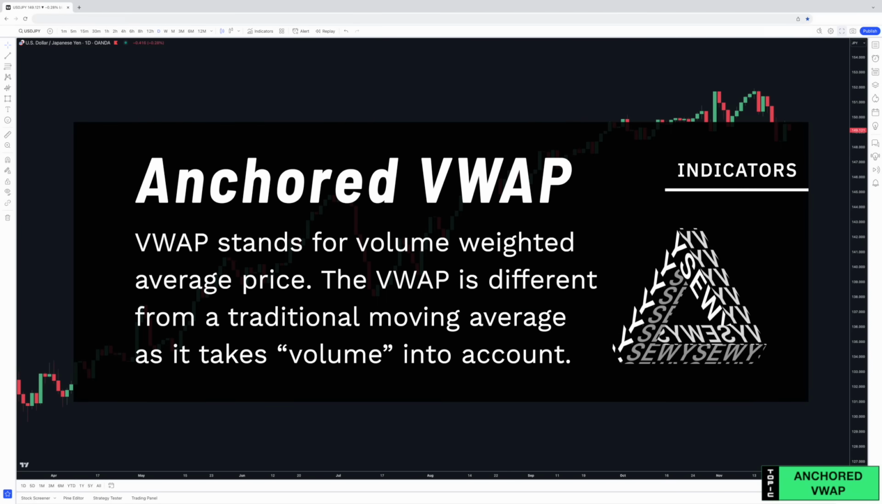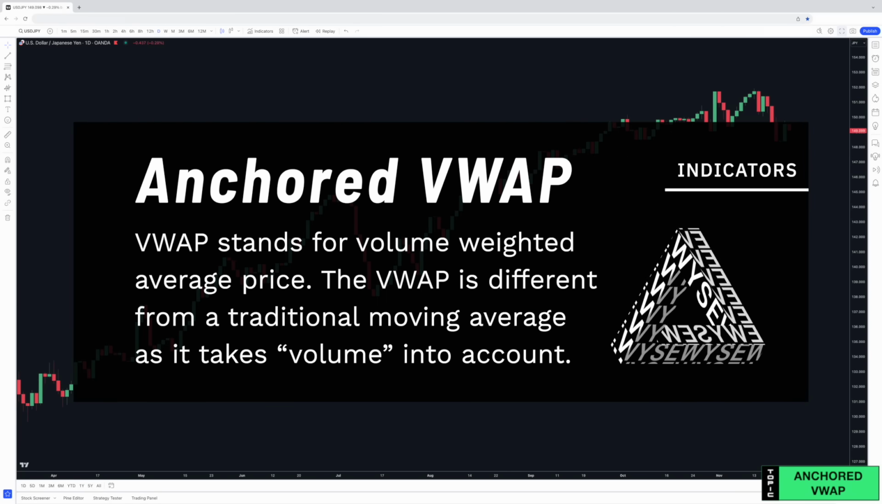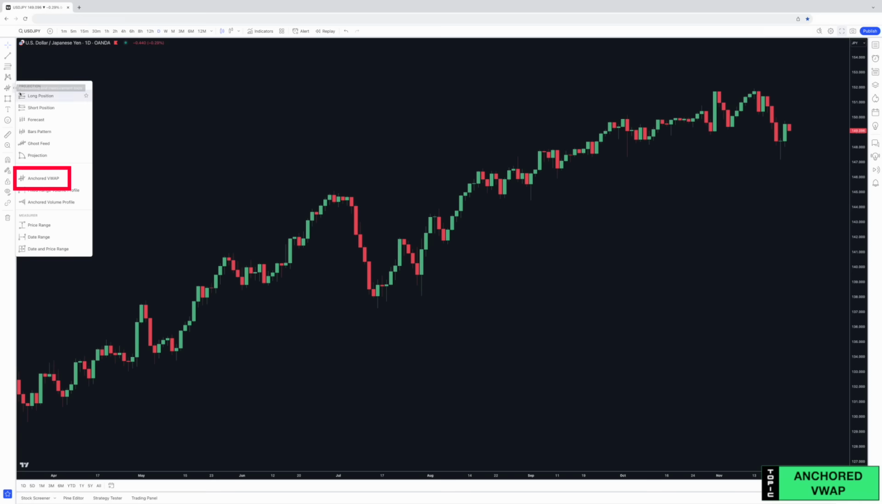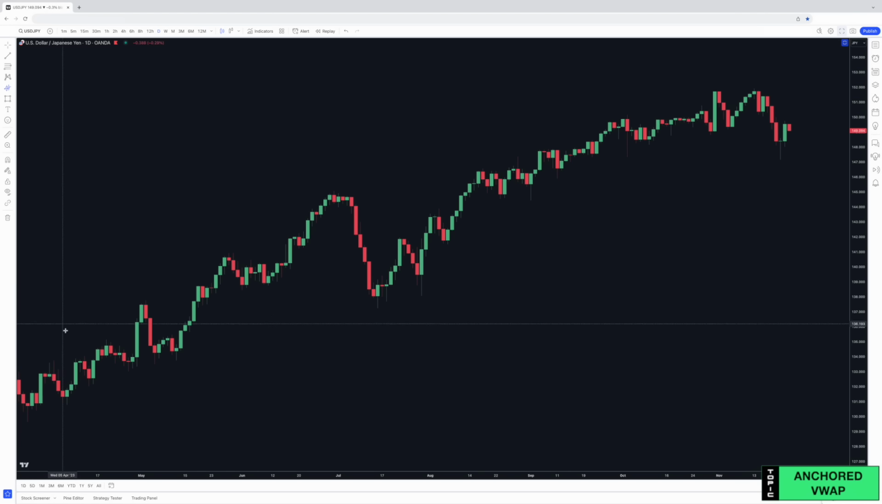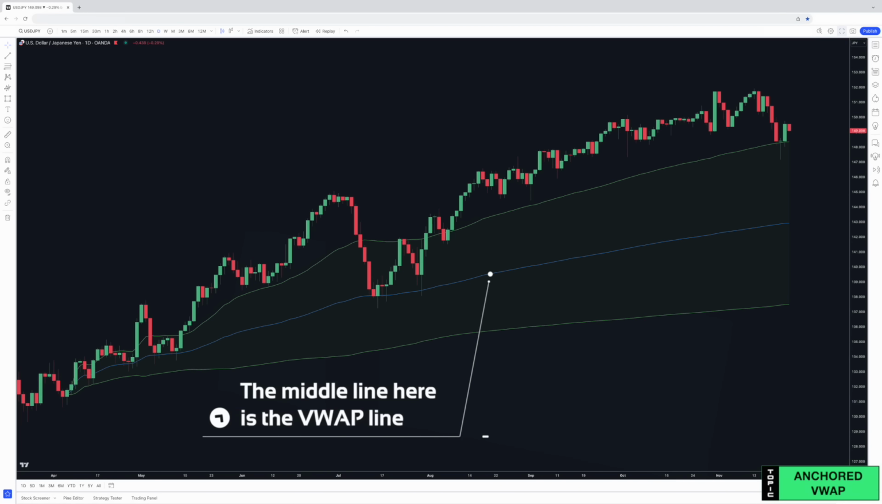VWAP stands for Volume Weighted Average Price and is different from a traditional moving average as it takes volume into account. So to access the anchored VWAP, on your left, under Projection, click Anchored VWAP. Then on your chart, click where you want the VWAP to be applied from, and you'll see it overlaid on your chart. The middle line here is the VWAP line.